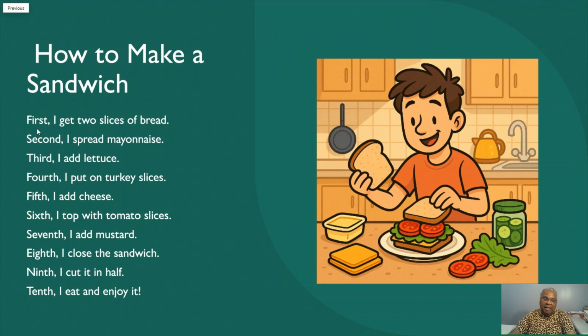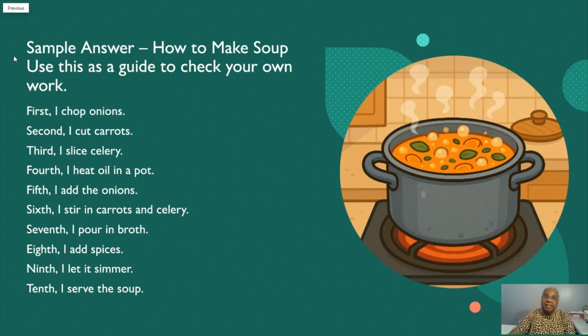Ready? Let us begin. First, I get 2 slices of bread. Second, I spread mayonnaise. Third, I add lettuce. Fourth, I put on turkey slices. Fifth, I add cheese. Sixth, I top with tomato slices. 7th, I add mustard. 8th, I close the sandwich. 9th, I cut it in half. 10th, I eat and enjoy it. Great job. Here's a sample paragraph about making soup.